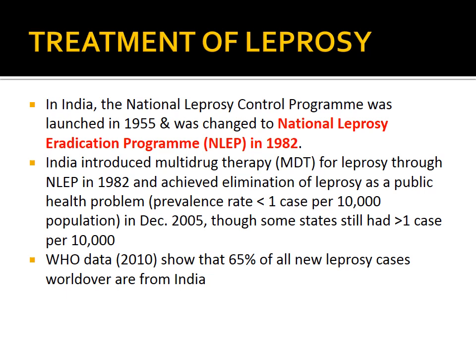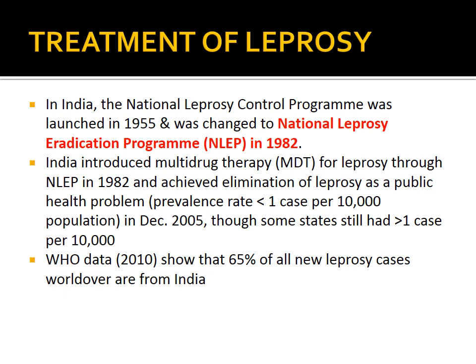Okay, elimination of leprosy. So what is meant by elimination? Not eradication, elimination. Elimination means the prevalence rate is less than 1 case per 10,000 population. That is their goal in elimination. In December 2005, though, some states still had more than 1 case per 10,000 population, so we were not able to achieve this completely.